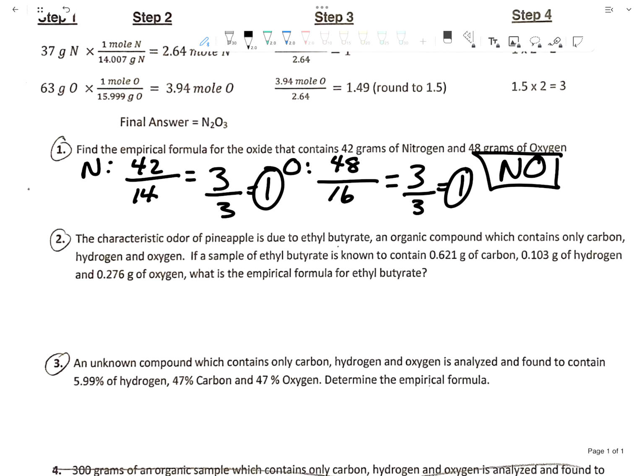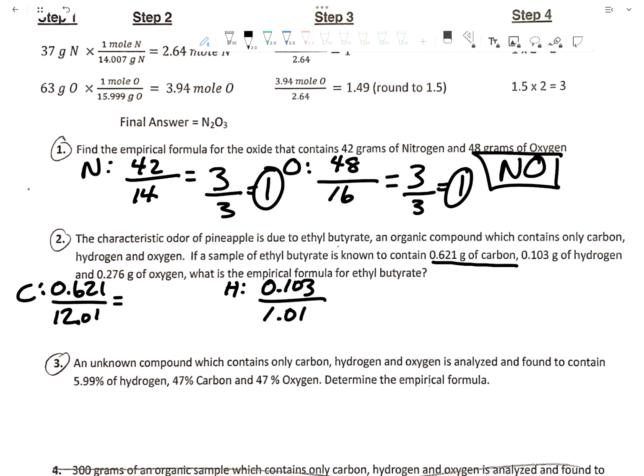We'll do number 2 here also. And pretty simple. You have 0.621 grams of carbon. So we're going to start with the carbon over here, 0.621. The molar mass of the carbon is 12.01. That's a decimal, and we're going to divide that out in a minute. Then for the hydrogen, we have 0.103 grams. And we're going to divide that by the molar mass of hydrogen.